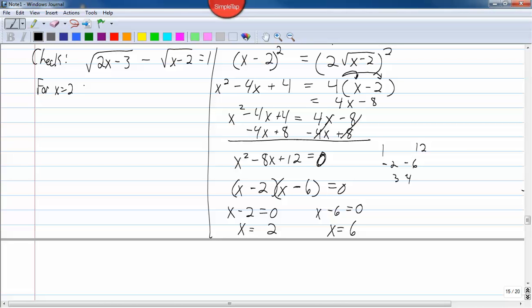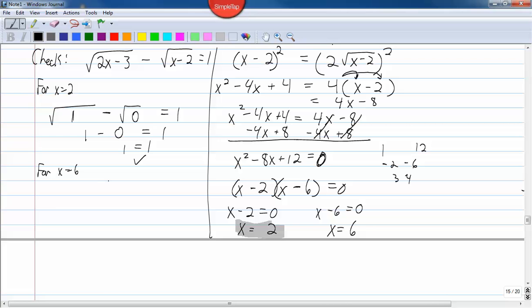So for x equals 2, I have the square root of 2 times 2 is 4 minus 3 is 1 minus the square root of 0 equals 1. What's the square root of 1? 1. 1 minus 0, that is equal to 1. It checks out. So for sure, x equals 2 is a solution. Let's see if x equals 6 is.